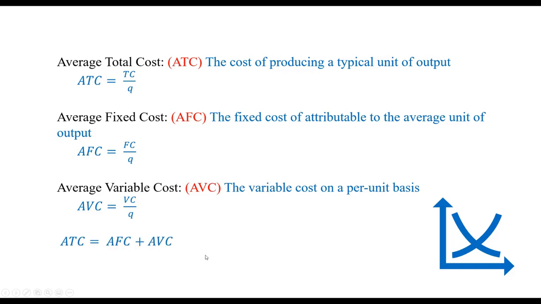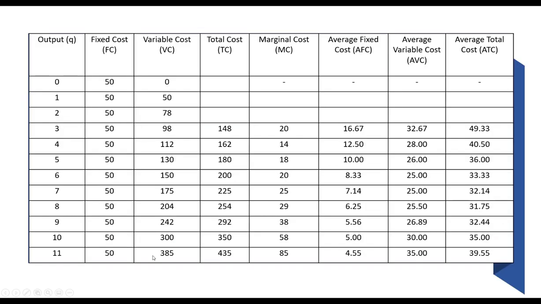It should be noted that because total cost equals fixed cost plus variable cost, we also know that average total cost equals average fixed cost plus average variable cost. Let's do a few calculations here. So for total cost, let's take our fixed cost plus variable cost, and that gives us total cost.